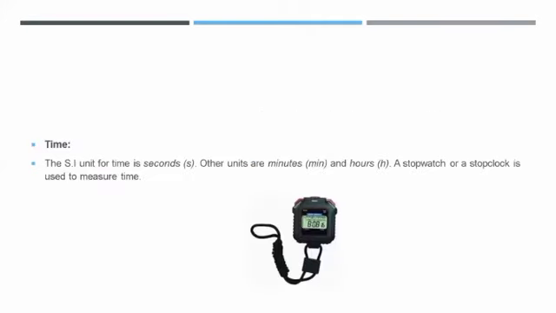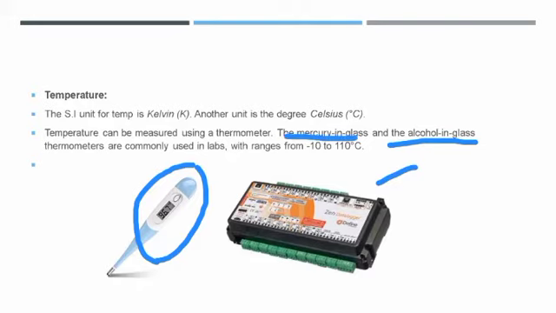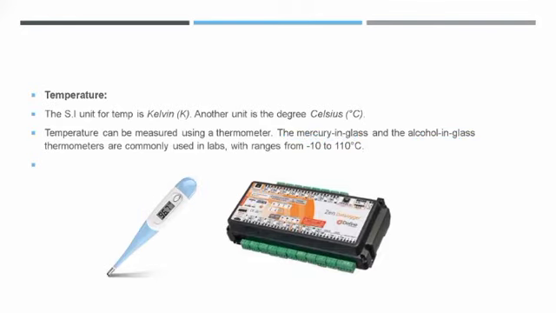And then we have time. For time, we use a stopwatch or a stop clock to measure it. Then next we have temperature. This over here, we all know this is an electrical thermometer, and this is a data logger. Apart from that, alcohol in glass thermometers and mercury in glass thermometers are also used. These are those typical thermometers that are not electrical. They have mercury in them, and that mercury or alcohol expands and rises according to the temperature difference.